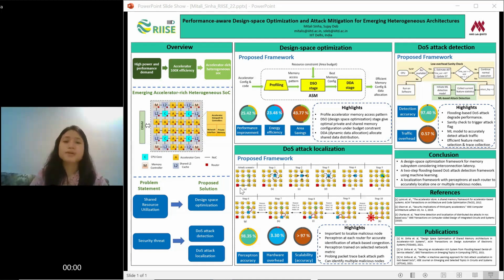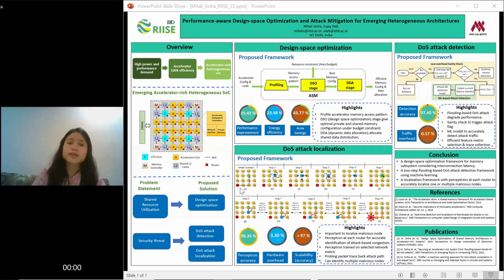In the design space optimization framework, we target the memory system to be the shared resource which we want to utilize efficiently given a particular heterogeneous SoC. The design optimization framework mainly comprises two stages, the DSO stage and the DDA stage, that is the design space optimization stage and the dynamic data allocation stage. Before these two primary stages, we profile the accelerator memory access pattern. We profile the pattern in which the different accelerators communicate with each other and the general purpose cores along with the memory. These access patterns are given as an input to the DSO stage.